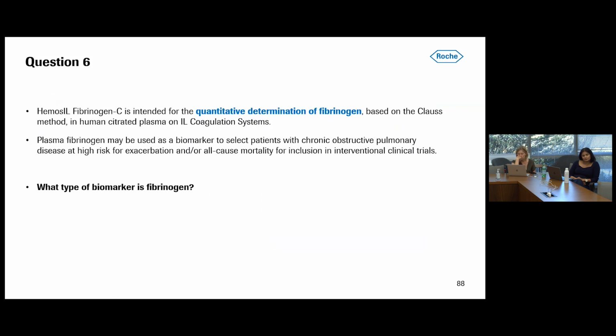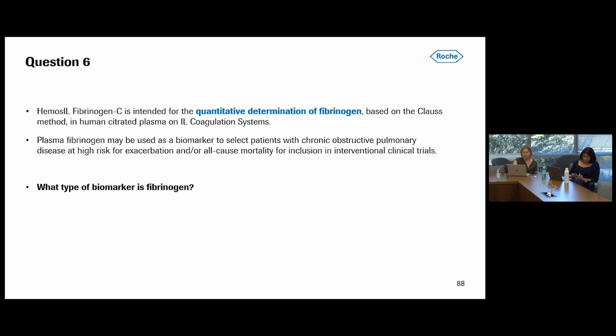All right, this fibrinogen test is for quantitative determination of fibrinogen based on the Clauss method in human citrated plasma on a coagulation system. So this biomarker may be used to select patients with COPD at high risk for exacerbation or for inclusion into a trial. What type of biomarker is fibrinogen?